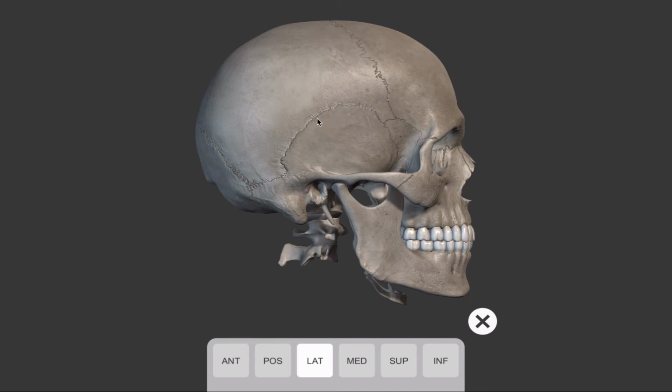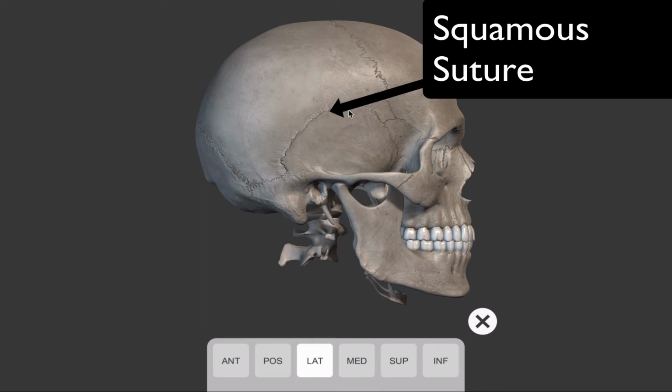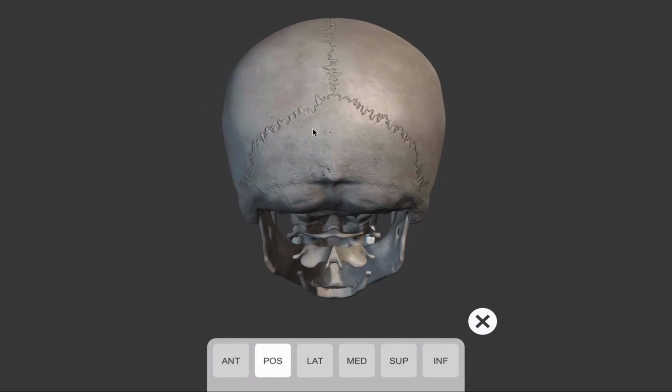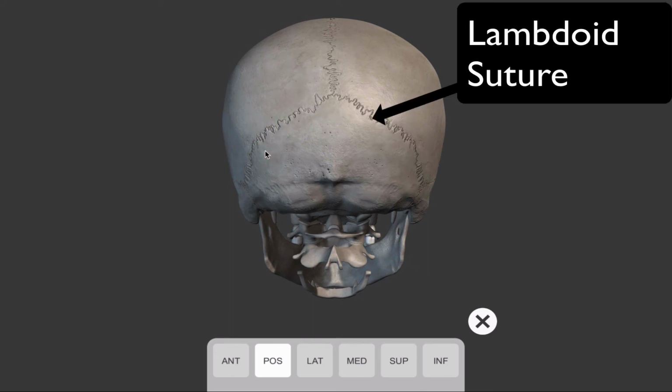On the side here, this suture has a little bit of an S shape to it, and it is called the squamous suture. The squamous suture. And then the suture in the back that separates the parietal from the occipital bones, this suture is called the lambdoid suture. Lambdoid suture.